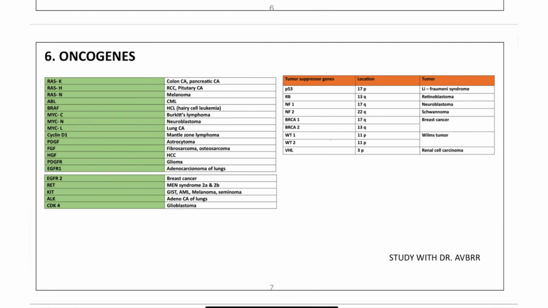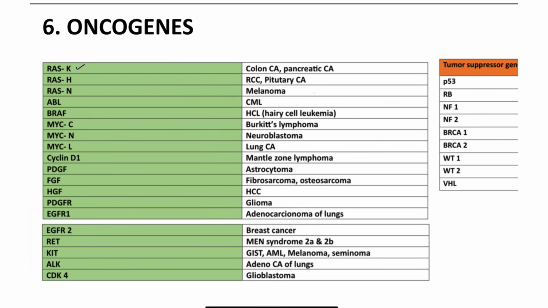Next, oncogenes. RAS-K is for the colon cancer and the pancreatic cancer. RAS-H is for the renal cancer and the pituitary carcinoma. RAS-N is for the melanoma. ABL is for the CML. BRAF gene is for the hairy cell leukemia. MYC-C is for the Burkitt's lymphoma. MYC-N is for the neuroblastoma. MYC-L is for the lung carcinoma.